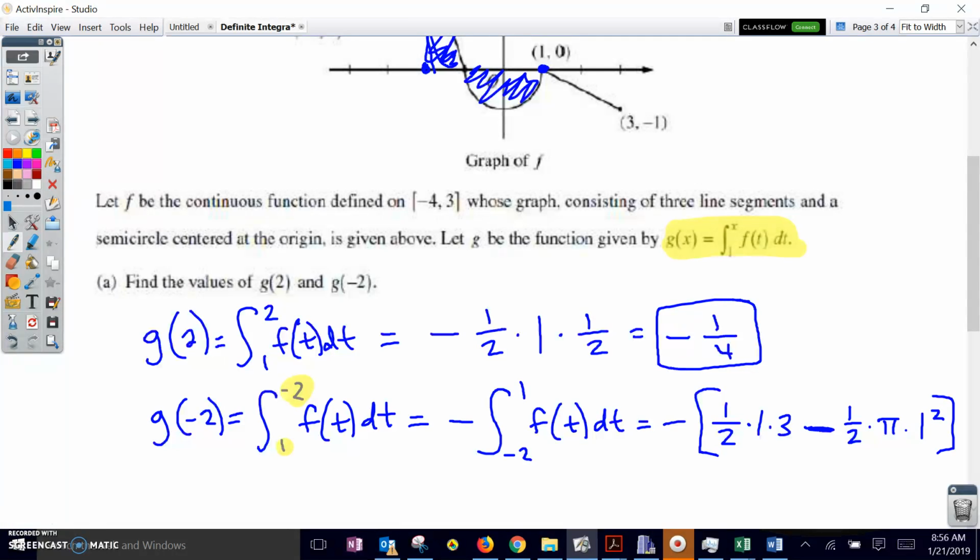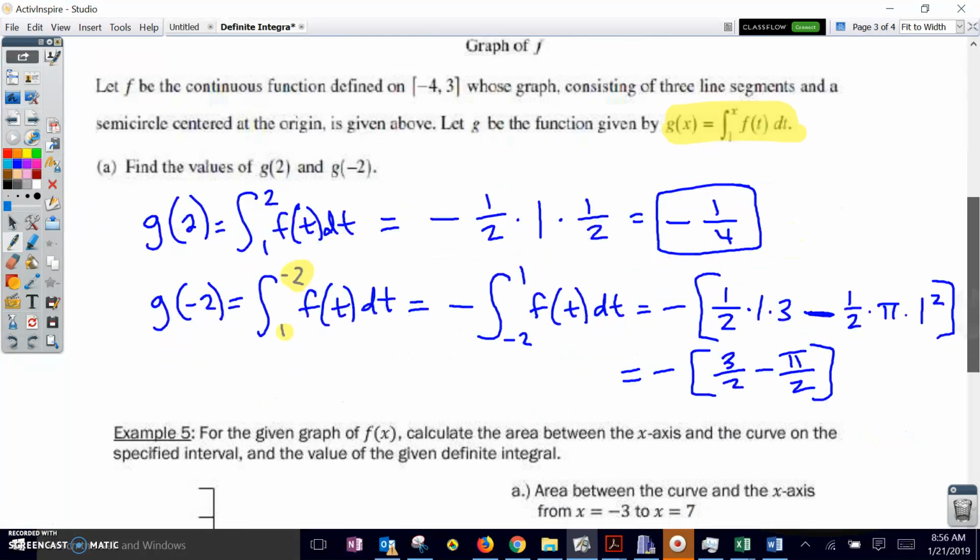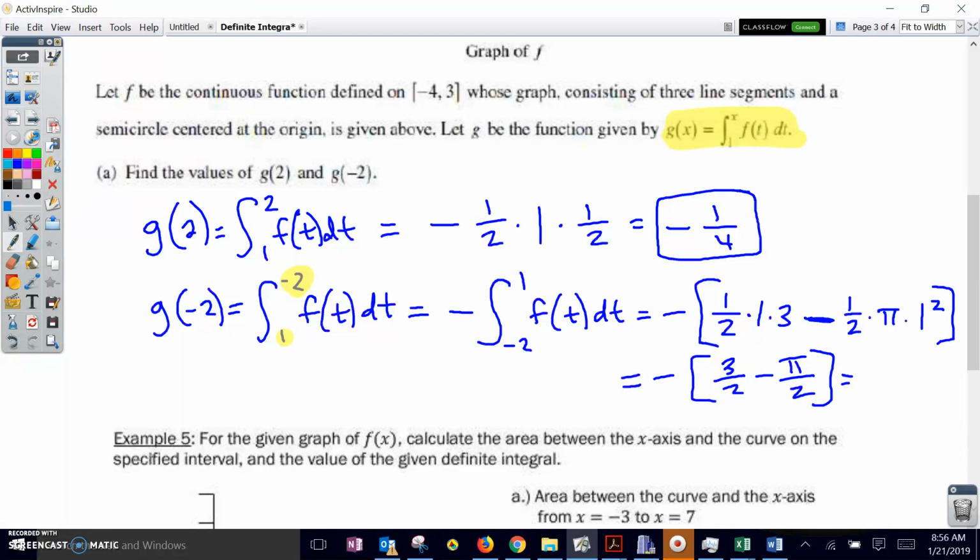And now we just need to calculate the value of this. And that's negative times 3/2 minus pi over 2. And so this is going to be pi over 2 minus 3/2. And that's going to be the value of that integral.